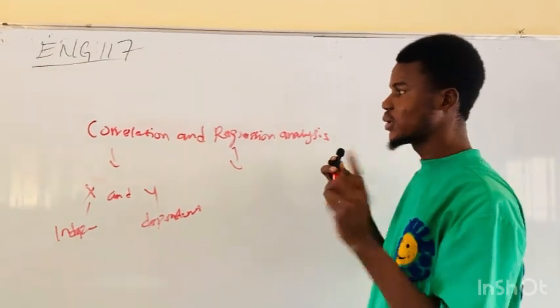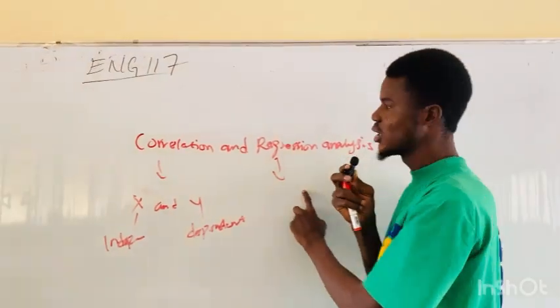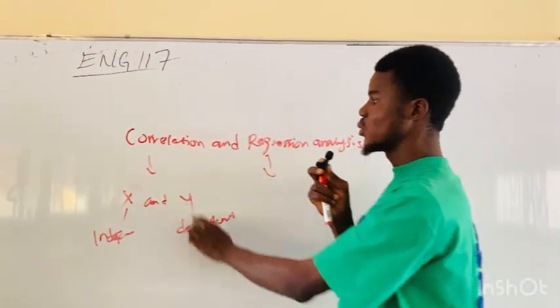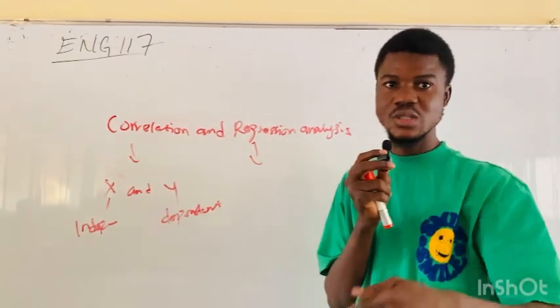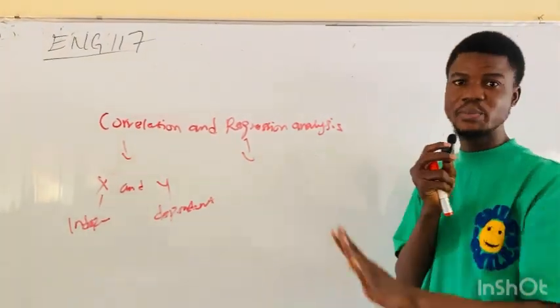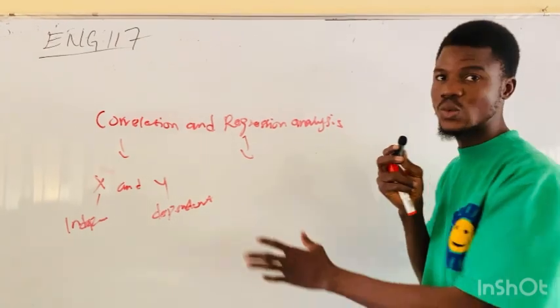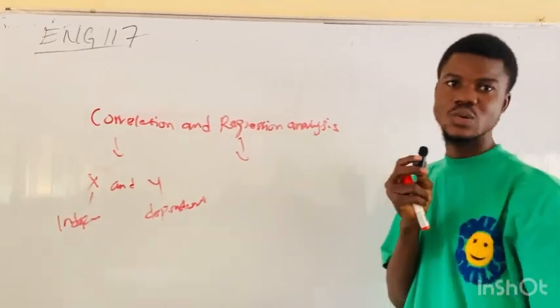We have to know a very important difference between correlation and regression: correlation measures the value from minus one to plus one, just to measure the strength. But the regression analysis is expressed as an equation, a straight line equation.